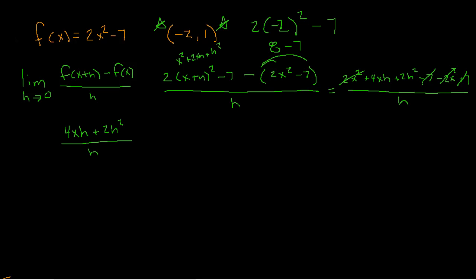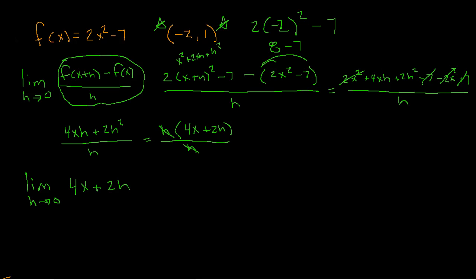Well, I still can't cancel out any of these h's yet because they're not factors. So if I factor out an h from the numerator, then I will be able to officially get the h in the denominator to cancel. So now I need to go back and rewrite my limit. I'm going to find the limit as h approaches 0 of this new and improved function, 4x plus 2h. Now, really, all of that is this. I just did a lot of cleanup work to make it look nice.